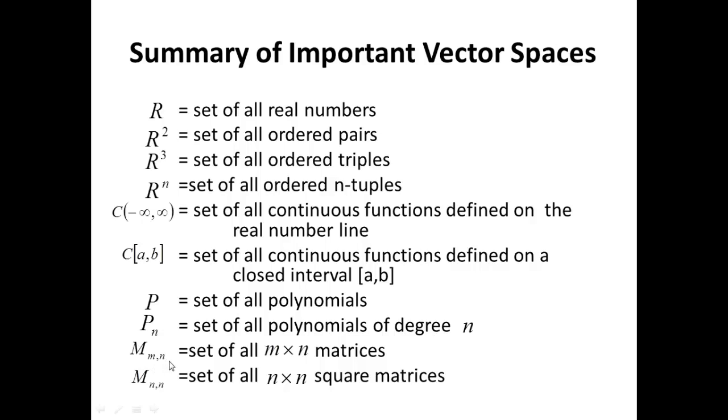M m by n, the set of all m by n matrices, and M n by n, the set of all n by n square matrices. Again, how do we verify that these are vector spaces? Pick any one of them and verify if all 10 axioms are satisfied using the standard operations of vector addition and scalar multiplication for each of these sets.